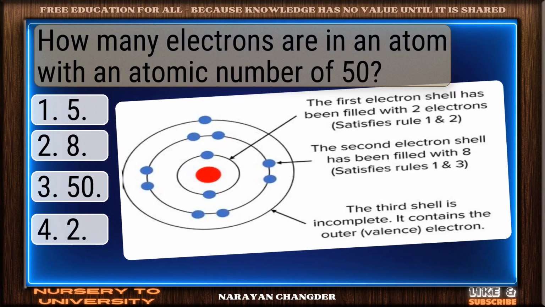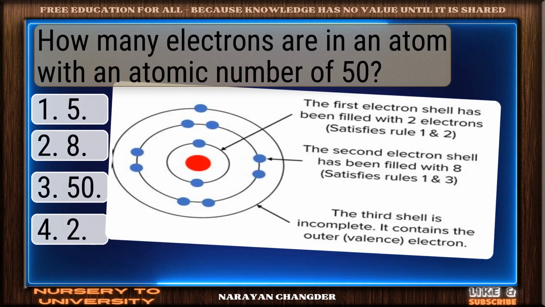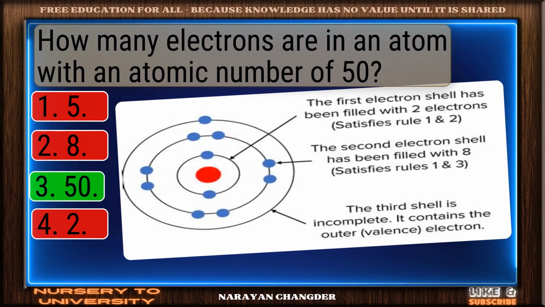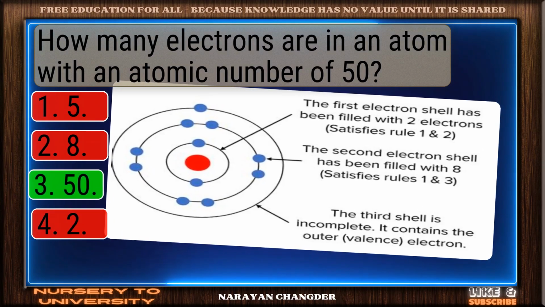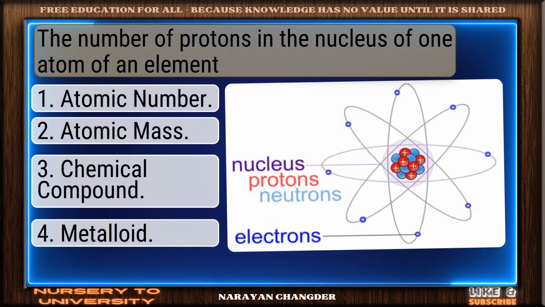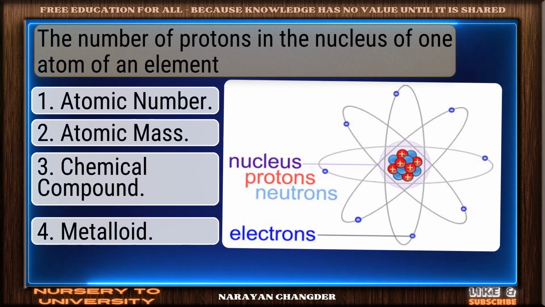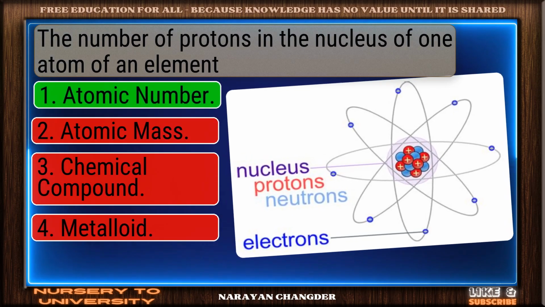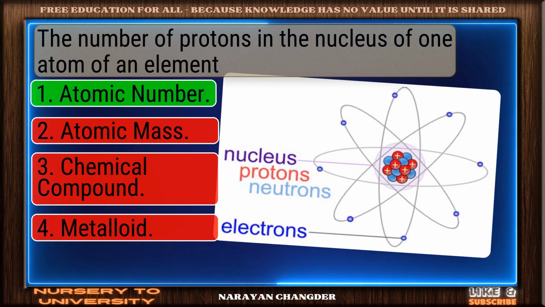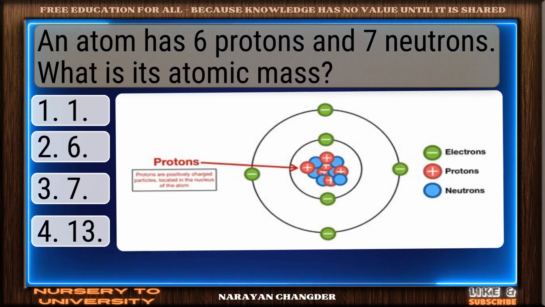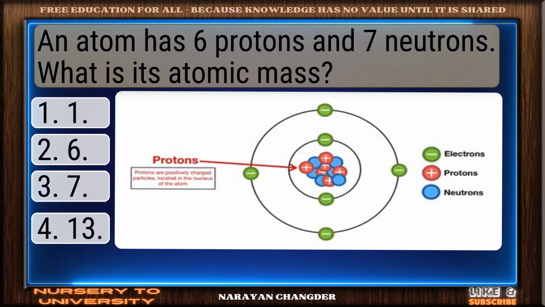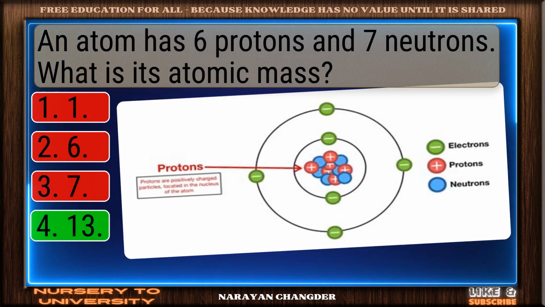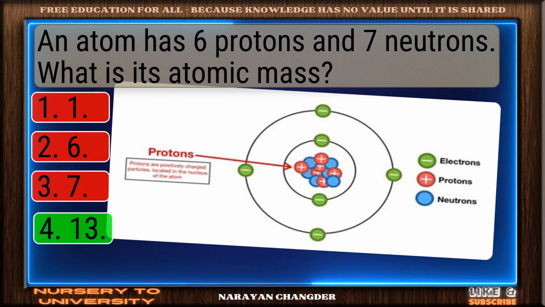How many electrons are in an atom with an atomic number of 50? Nice work. You chose 50 and it is correct. The number of protons in the nucleus of one atom of an element. Perfect. Atomic number is the correct choice. An atom has 6 protons and 7 neutrons. What is its atomic mass? Well done. 13 is the right choice.